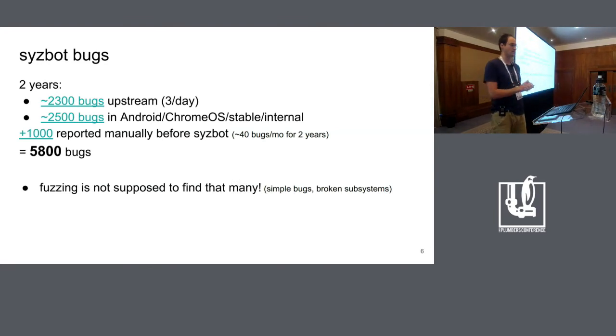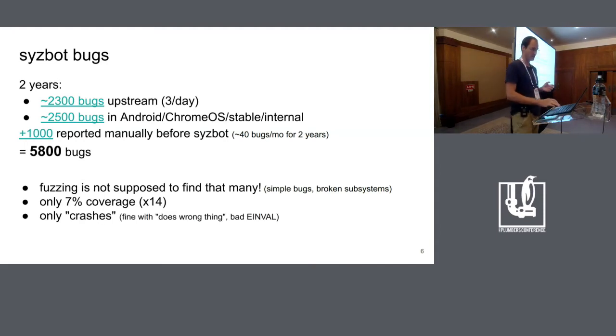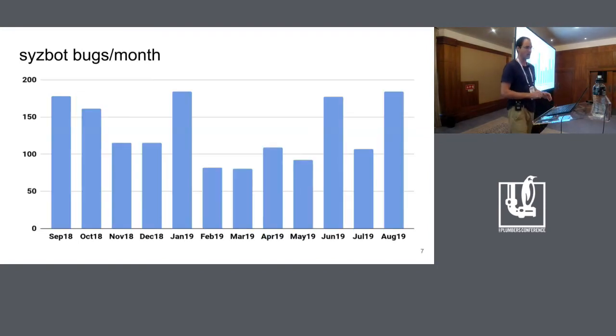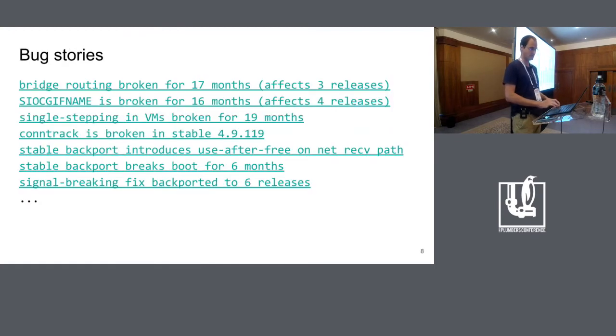Actually, fuzzing was not supposed to find that many. It's not supposed to find simple bugs and completely broken subsystems. And we still cover only a small part of the kernel, and we are finding only crashes. So we don't actually do any logical checking, so we don't do testing in this sense. And we still don't detect some classes of bugs, so it's also not a complete number. And it's not getting better over time. We have a roughly consistent flow of bugs over 2 years.